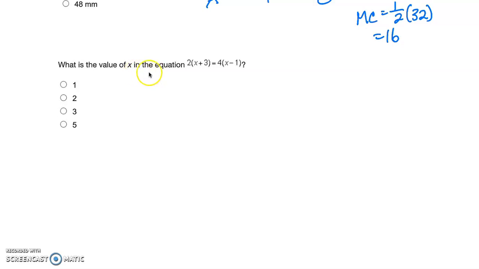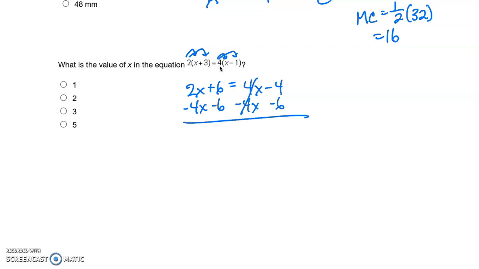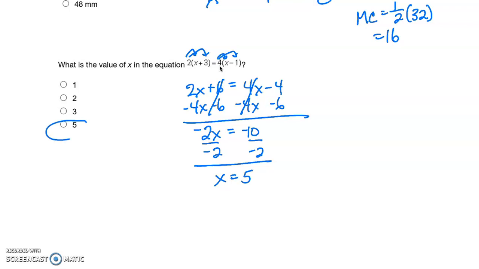What is the value of x in the equation? So here's one where we're just going to solve for x. We distribute first, and we get 2x plus 6 equals 4x minus 4. If I subtract 4x from both sides and subtract 6 from both sides, I have negative 2x equals negative 10. Divide by negative 2, x equals a positive 5.